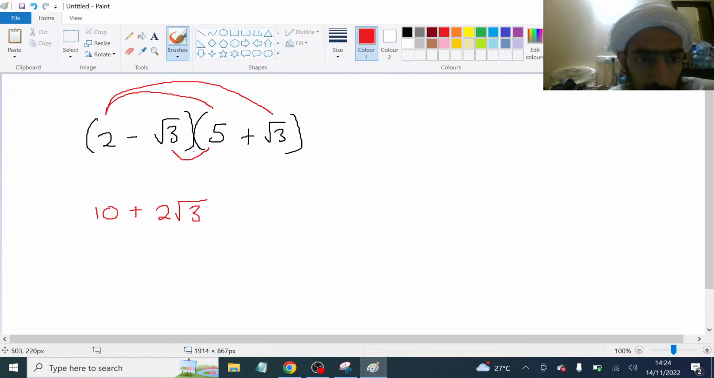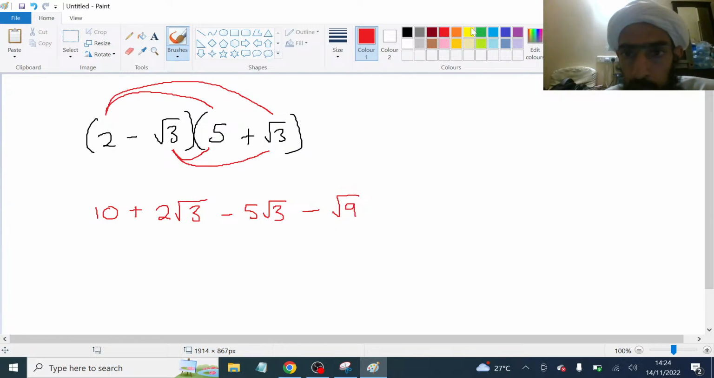Now for the minus root 3 times the 5, only one has got the square root, so it'd be minus 5 root 3. Minus because one of them is a minus, a negative. And then finally it's minus root 3 times root 3. One of them has got a negative, so let's put the negative in. Root 3 times root 3, they both have square roots, so they can be combined to root 9.